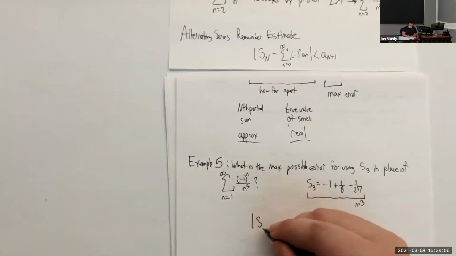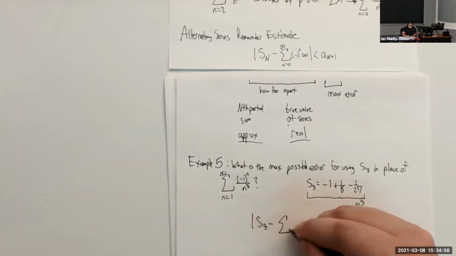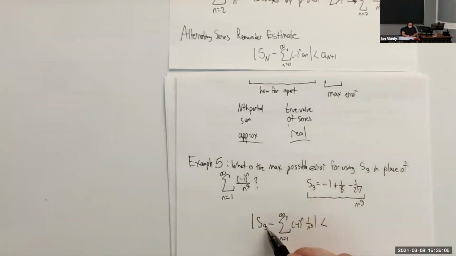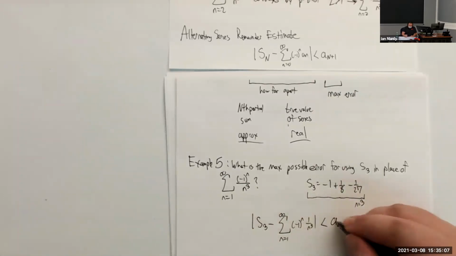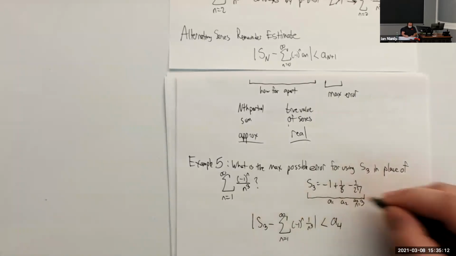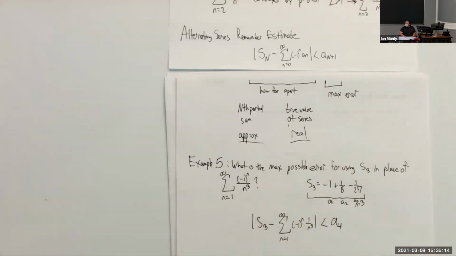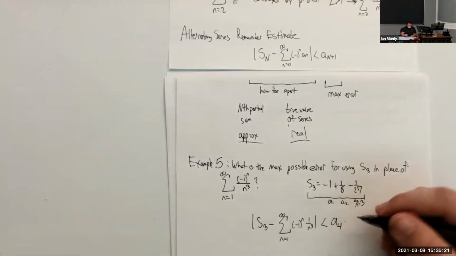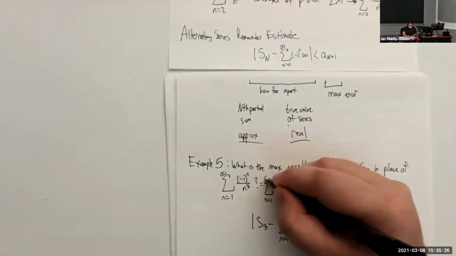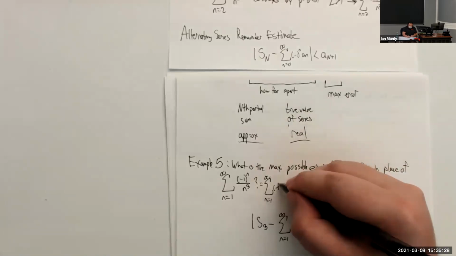All right, so what's the error here? Well, the difference between S3 and the true sum of the series has got to be less than a_4, one more than this with our a's. So remember, this was a_1, a_2, a_3. a_4 is just going to be the next number that we would have added to our running total, or our partial sum. Now, one thing that's really confusing with this is that your a_n does not include the alternator.